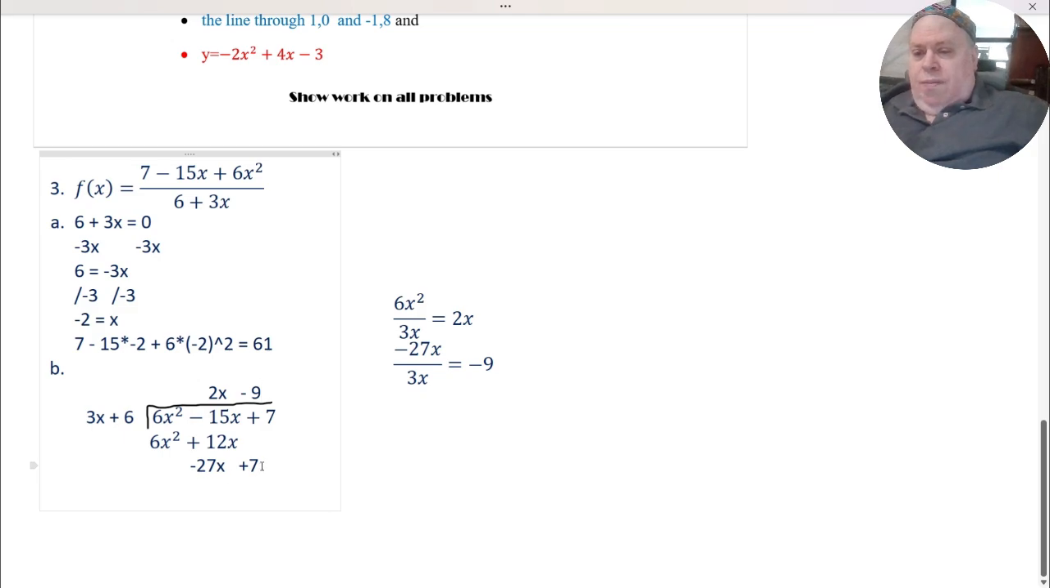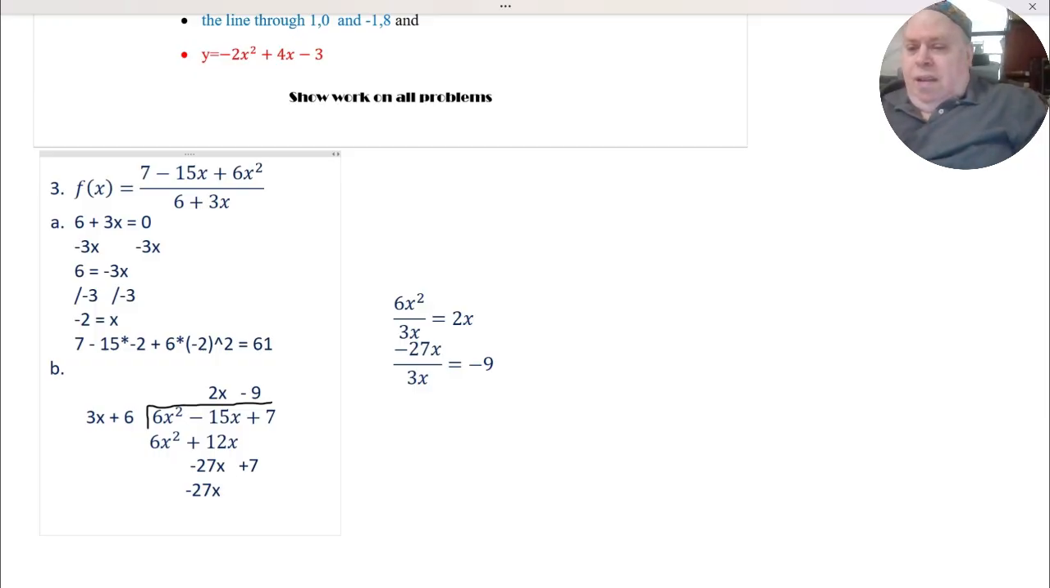And that's going to give me minus 9 times 3x, which is my minus 27x. And 6 times minus 9 is minus 54. We subtract minus 54, which means we add 54, and we get 7 plus 54 is 61, which will be the remainder.